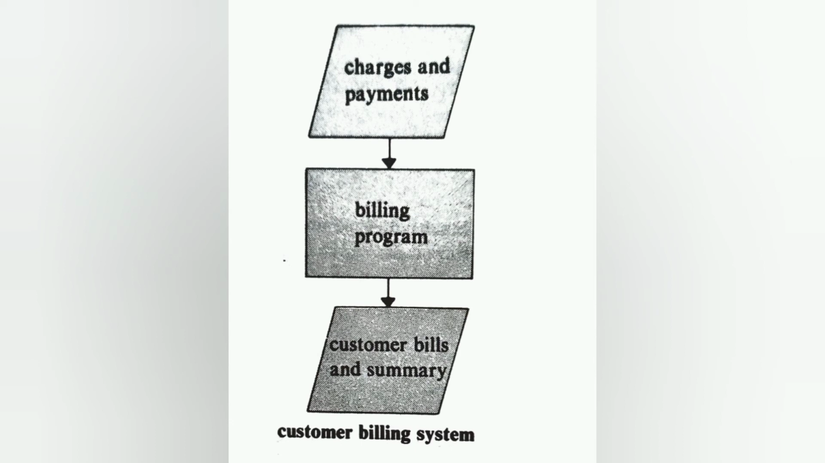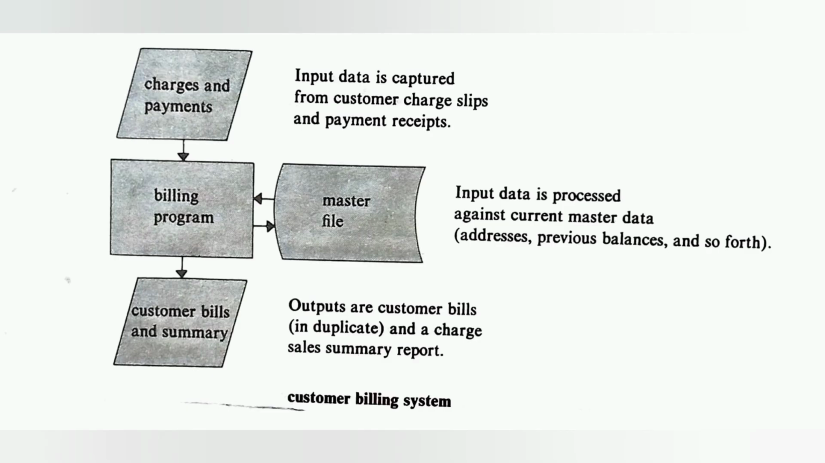System flowcharts have a characteristic sandwich structure. Figure shows the basic sandwich structure. Charges and payments are the bread of the input data. The billing program is the filling of the processing operation, and the customer bills and summary is the bread of the output data. Process-oriented flowcharts should also be accompanied by a narrative. Many flowcharts are too complex and too detailed to accommodate the narrative on the same page.